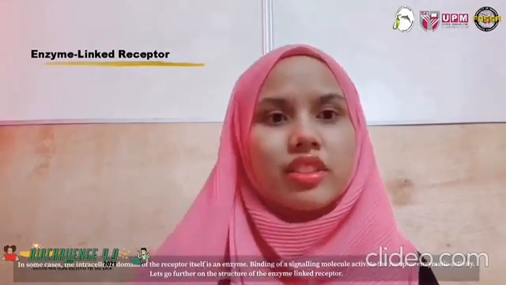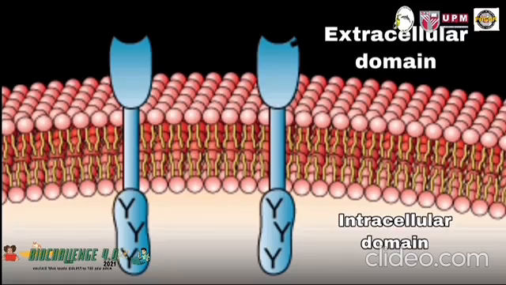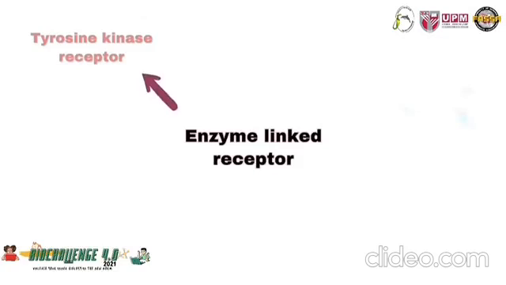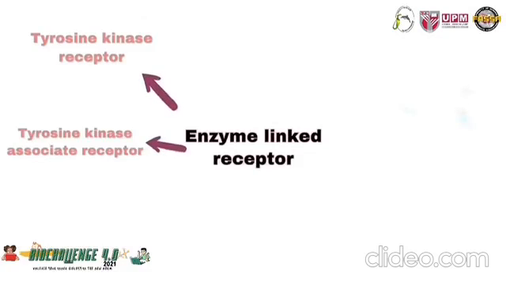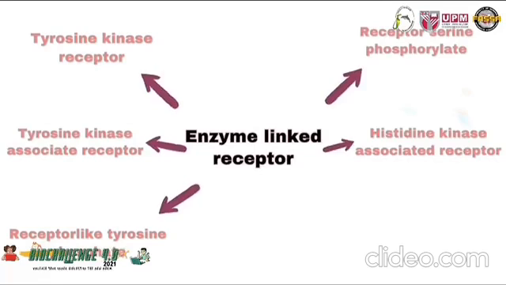Let's go further on the structure of the enzyme link receptor. The general structure consists of an extracellular domain, which can bind a ligand, also known as the ligand binding domain. Down here on the intracellular side is the enzymatic domain. Enzyme link receptors that we have identified so far are tyrosine kinase receptor, tyrosine kinase associated receptor, receptor like tyrosine phosphatase, receptor serine kinase, and histidine kinase associated receptor.